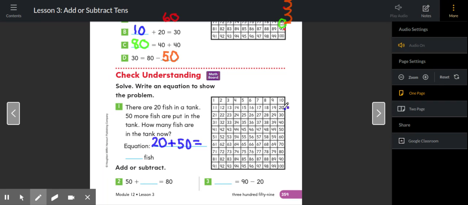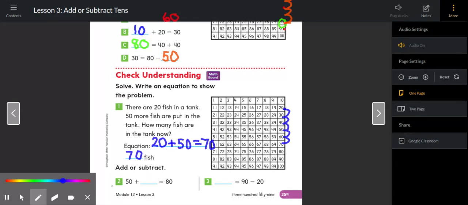Starting at 20, we're going to hop. Ready? 10, 20, 30, 40, 50. Landing on 70. And let's check our thinking. Let's check and see if that makes sense. 2 plus 5 is 7. So 2 tens plus 5 tens is 7 tens. And so it absolutely would be correct. It would be 70 fish.